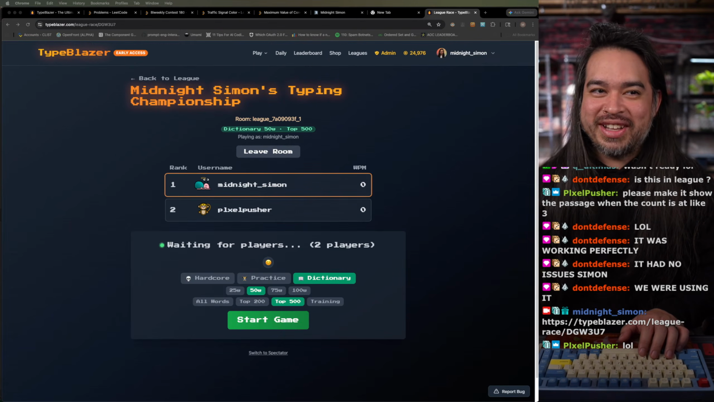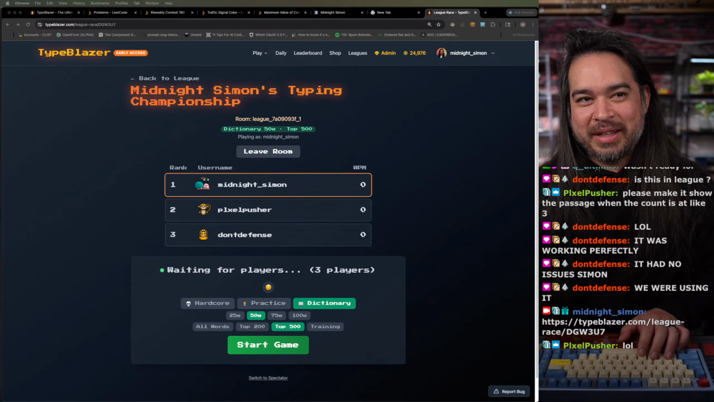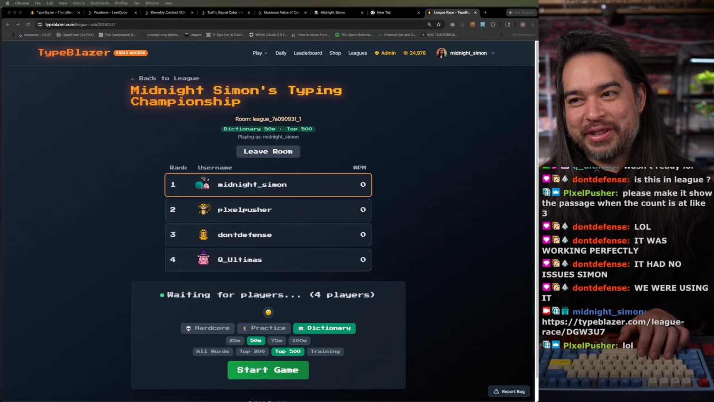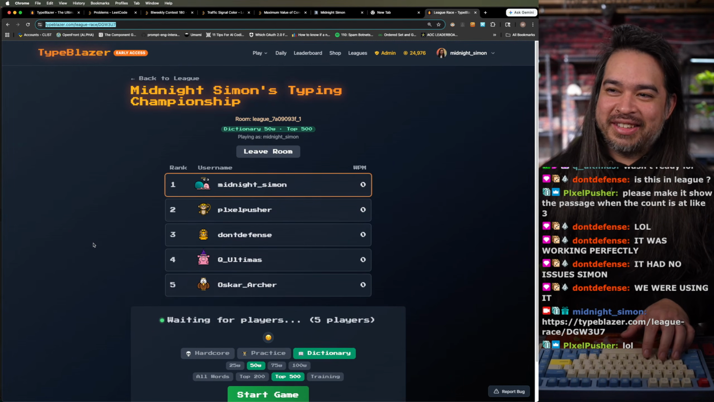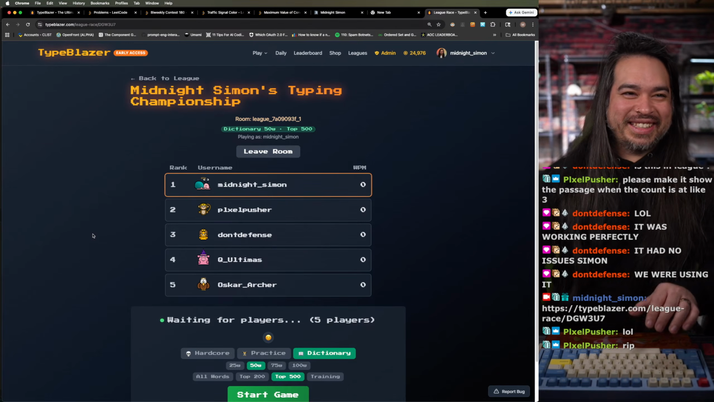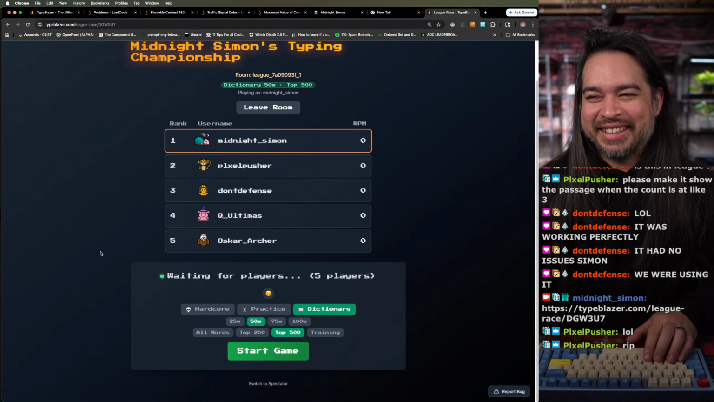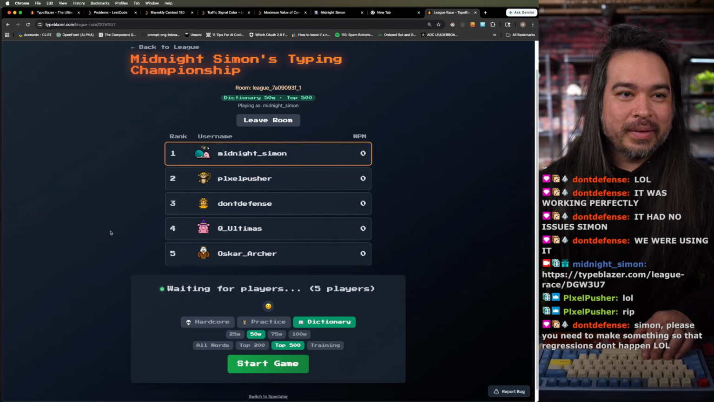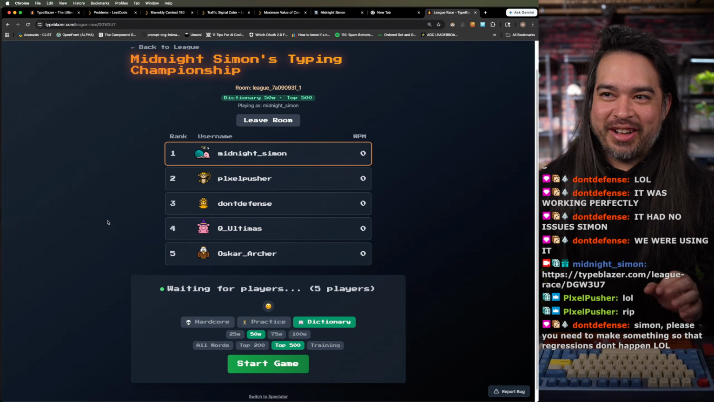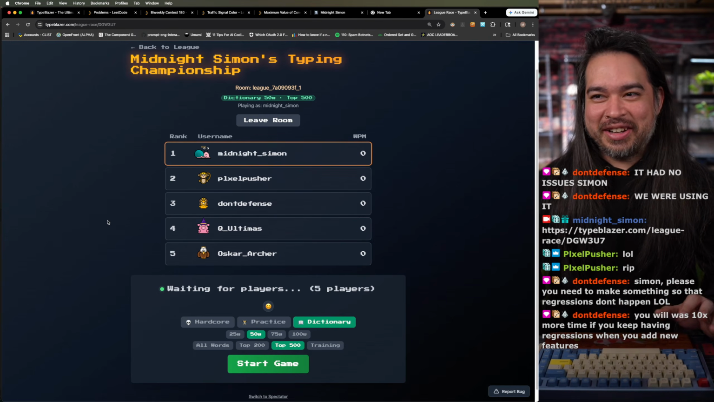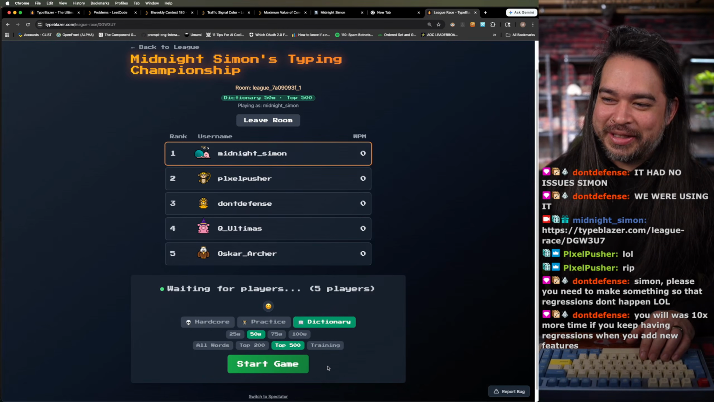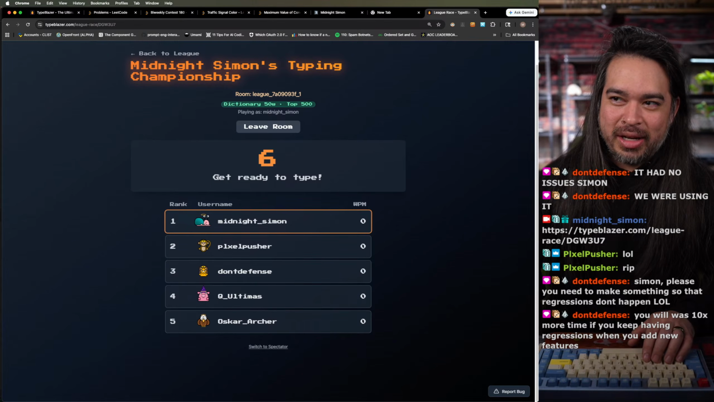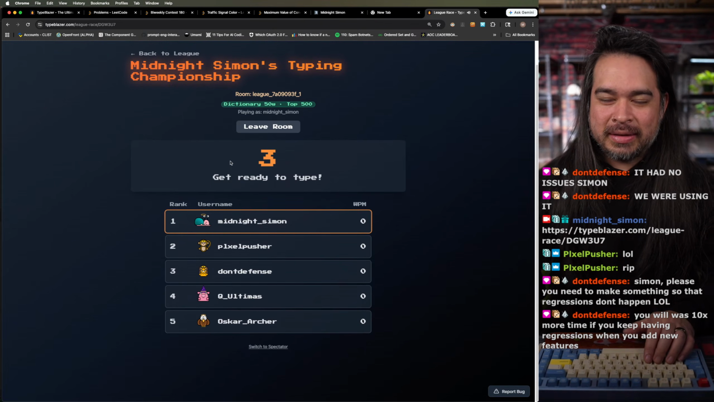Hey, Pixel Pusher, I tried to do that the other day, and a lot of bad things happened. I had to revert the whole thing, man. So many bad things happened. You need to make something so that regression... Yeah, obviously it would be nice. And I wouldn't like any regressions, but I don't know how to do that yet. I've been adding a lot more testing, but I don't think my testing is still too good.